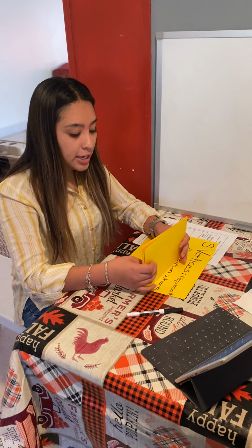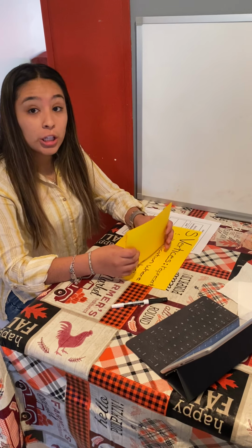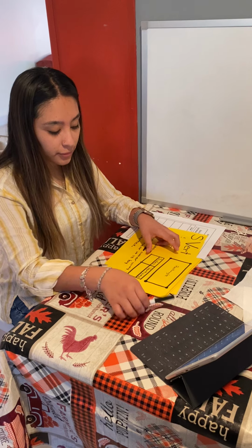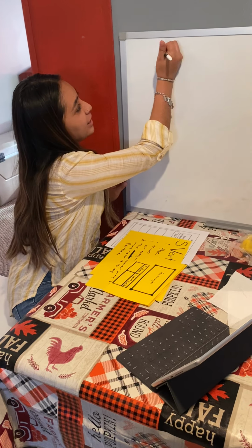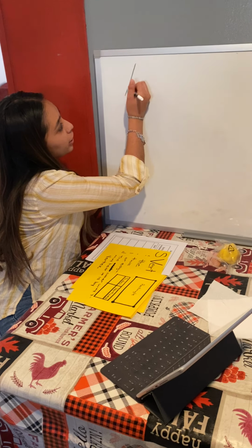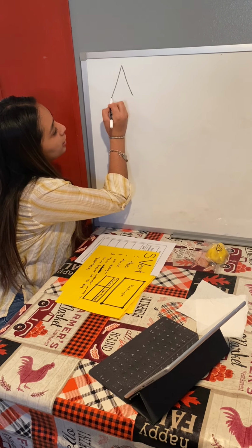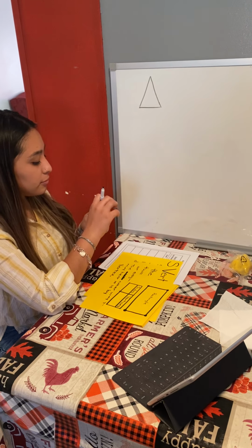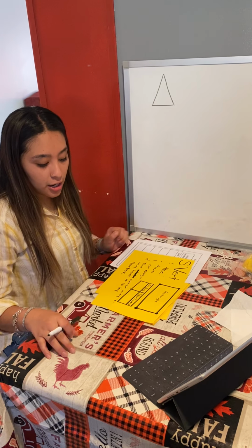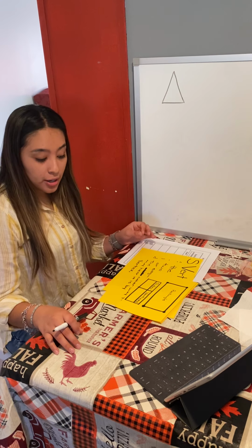So can anyone name a shape that we have already learned? Good, a triangle. A triangle is really easy. We just go straight down, another line and across. That's our triangle. The triangle. Can anyone think of another shape?